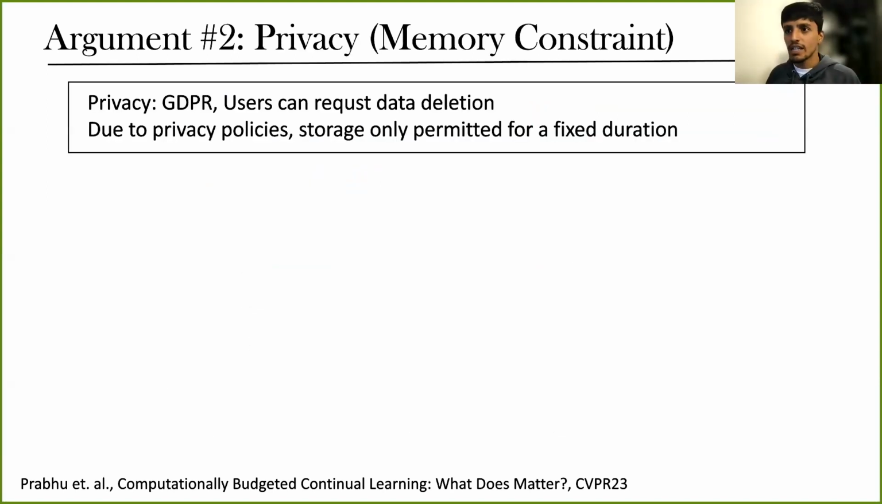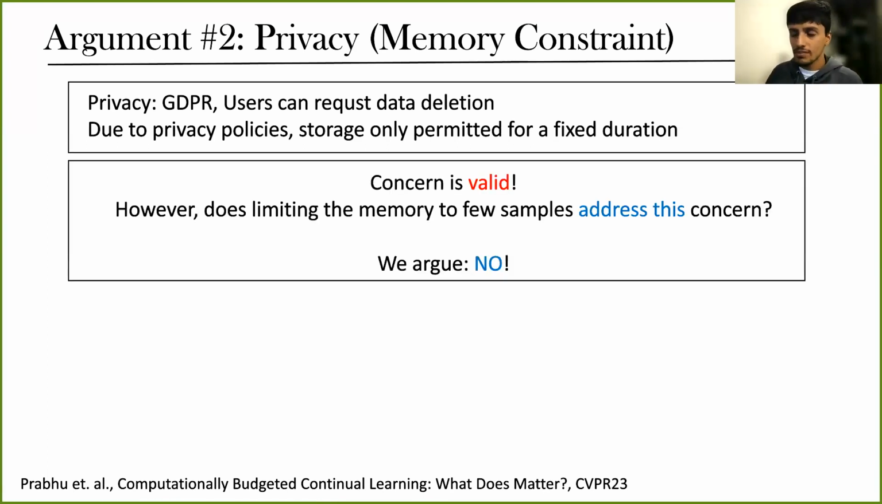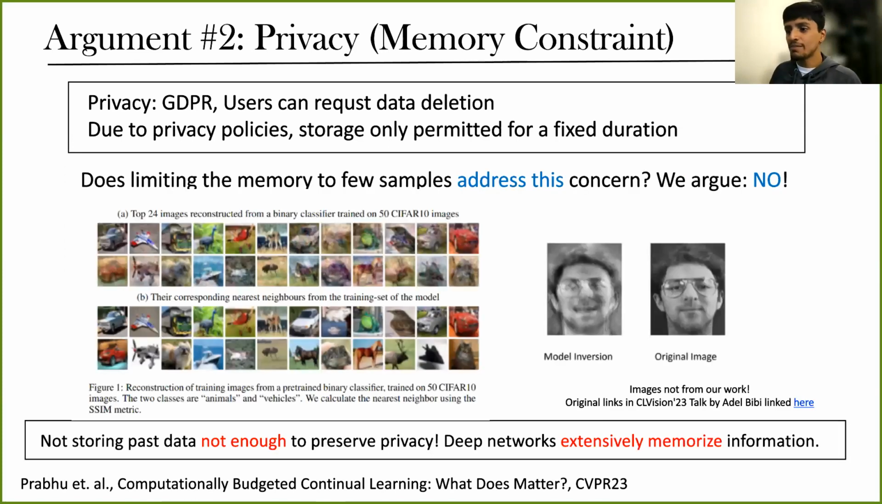Secondly, privacy. This is tricky. The key claim here is that due to GDPR, users can request data deletion, or due to privacy policies, storage can be permitted only for a fixed duration. Hence, we need to delete past data. This concern is very valid. But does limiting the memory samples, the thing people do in continual learning, address this concern? We argue that no.